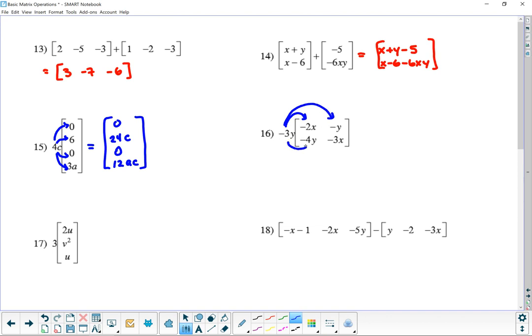So this is another scalar. Multiply it like that. You're going to get 6. Negative 3 times negative 2 is 6. And then you get x and y. Negative 3y times negative y: negative 3 times a negative is positive 3, and y times y is y squared. Negative 3y times negative 4y, you get 12 and then y squared. Negative 3y times negative 3x, negative 3 and negative 3 is 9, and you get x and y.